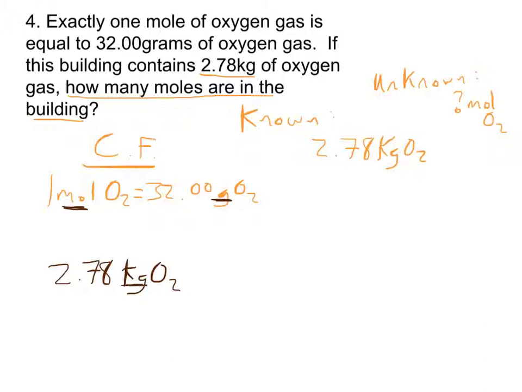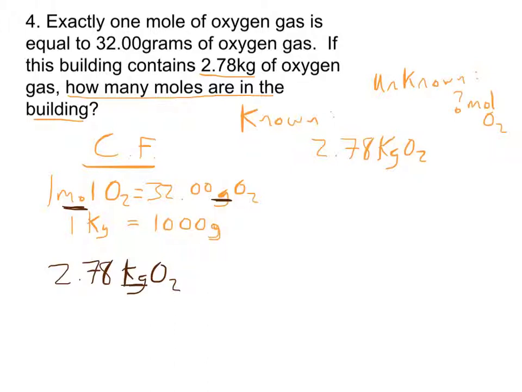There's no conversion factor with kilograms. So how do we solve this problem? Well, we have to make a conversion factor with kilograms in it. So what do we know about kilograms that's related to either moles or grams? Well, we know that 1 kilogram is equal to 1,000 grams. So that might be useful in solving this problem.